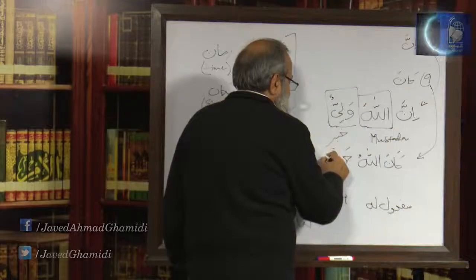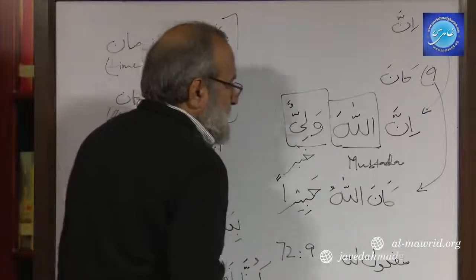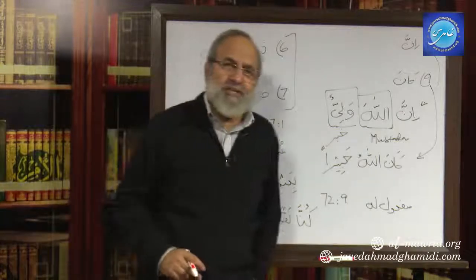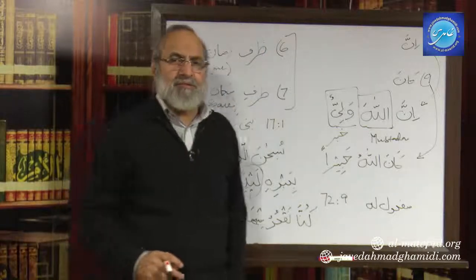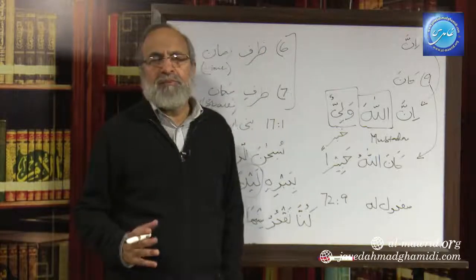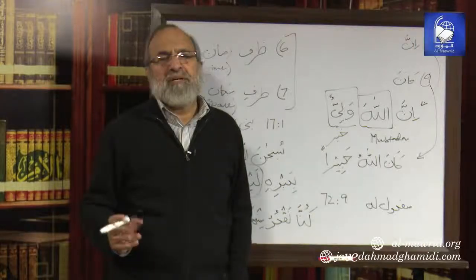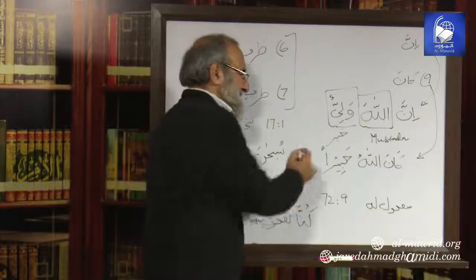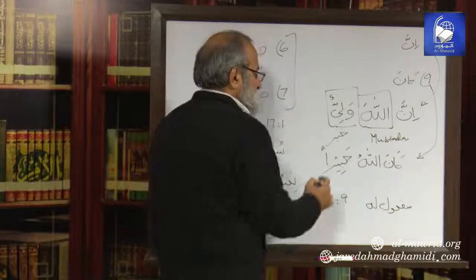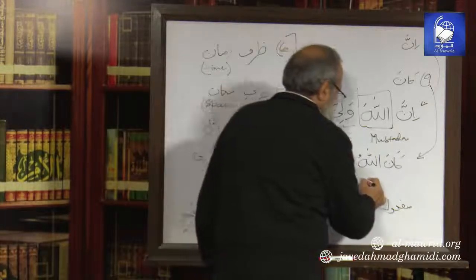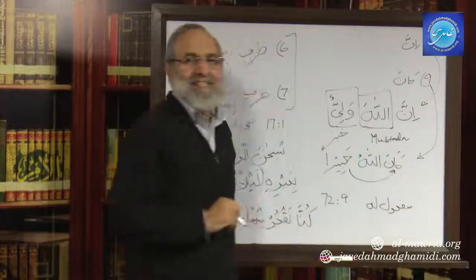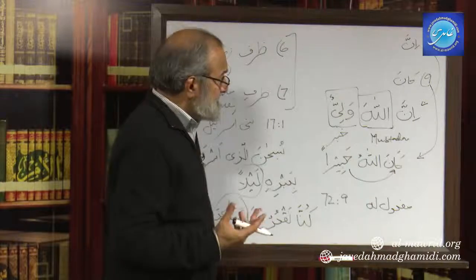When it comes to the appearance, kana causes the khabar to take the form of nasab. So Allahu khabirun would become kana Allahu khabira. Kana Allahu khabira. So this khabira is nasab because khabira is a khabar in a sentence which begins with kana.